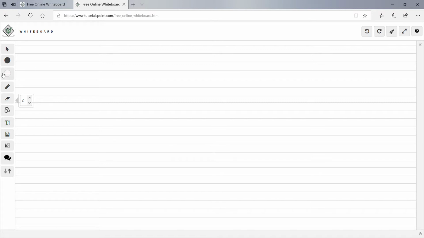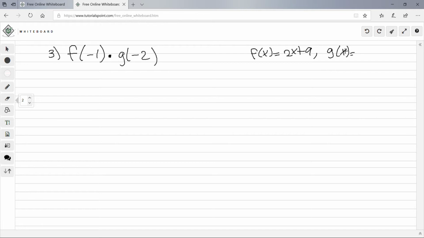Let's do number 3. The problem asks f of -1 times g of -2. I still have to rewrite this again. What is f of x? So first step, let's find f of -1.